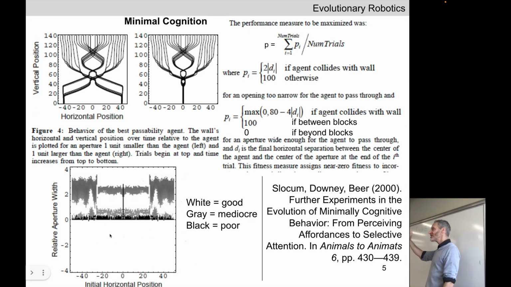Every pixel in this panel corresponds to one evaluation of the CTRNN inside the robot. The horizontal position of the pixel represents what the initial horizontal position between the robot and the pair of blocks was, right? Did they drop the pair of blocks above and to the left of the robot or above and to the right of the robot? The vertical position of any one of these pixels represents an environment, reports the aperture width of the pair of objects in that environment. Everyone see that?